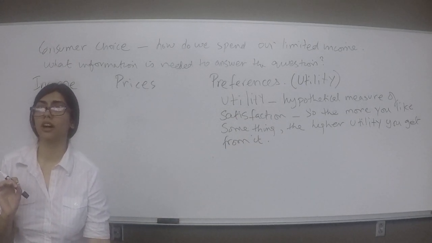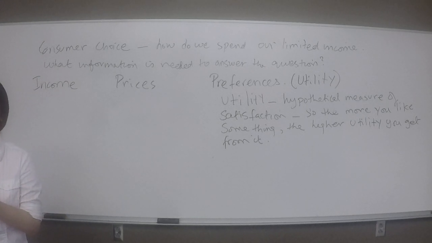So utility is a good concept to understand because we will be using it in the next few chapters and talking about it back and forth. So utility basically is a measure of satisfaction, hypothetical satisfaction. It's made up. So when you like something more, the utility you get from it is higher. If you like something less, the utility or satisfaction you get from it is less.